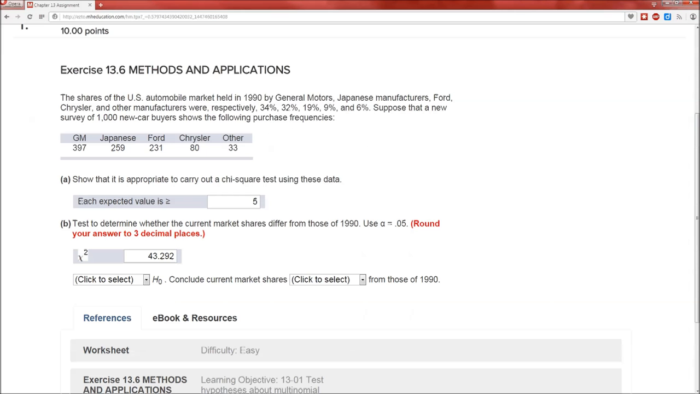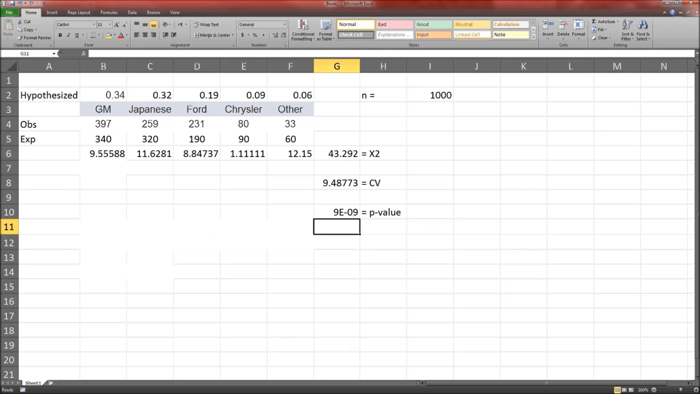So let's go back. So we reject. Conclude market shares differ from those of 1990. The null hypothesis was there was no difference. Null means zero. So the null hypothesis is there's no difference. We rejected that, so there is a difference. That's problem number one. Here's how we would do this in Excel.